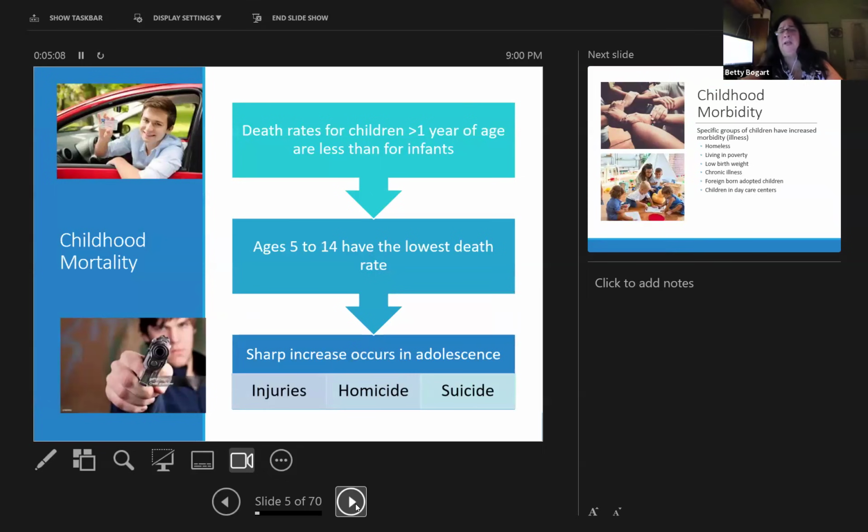Death rates for children younger than 1 are going to be higher because, number one, they're born with all of these problems. Their immune systems are not working. And as they get older, we're going to see those death rates actually get better.